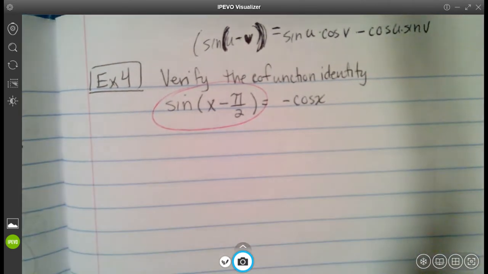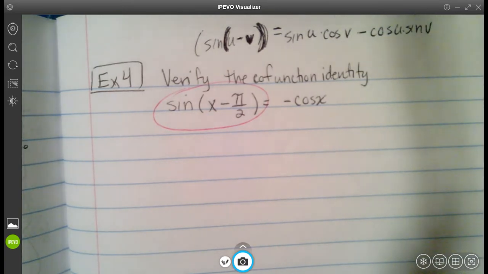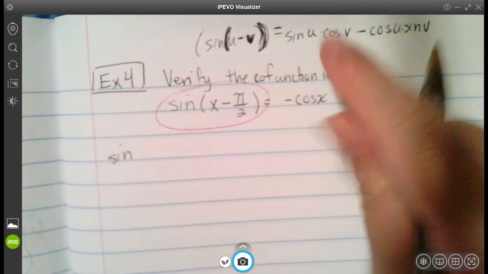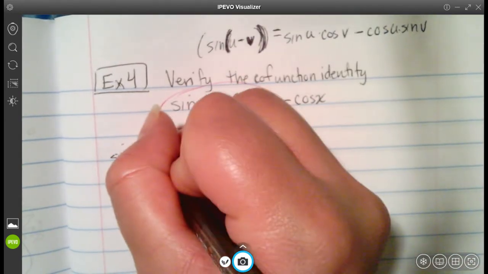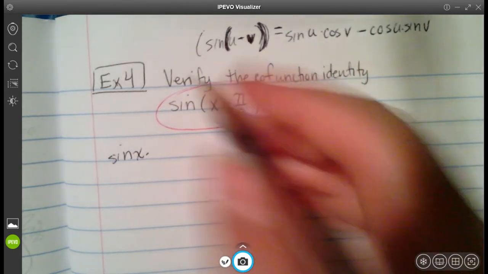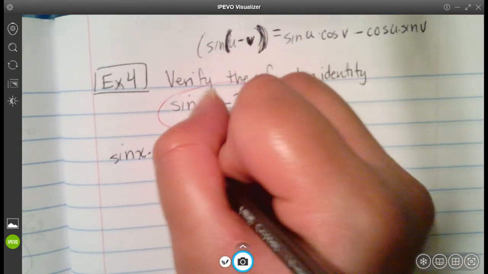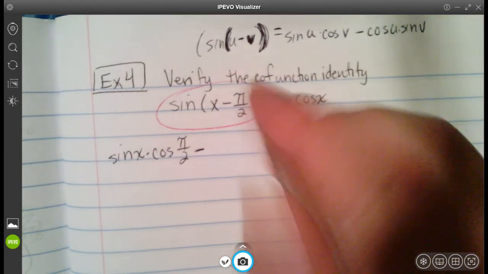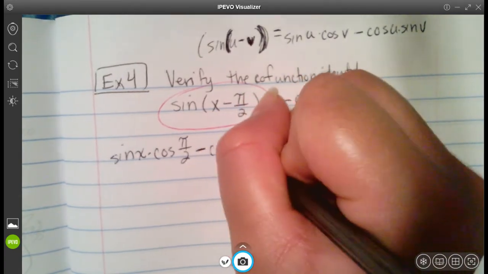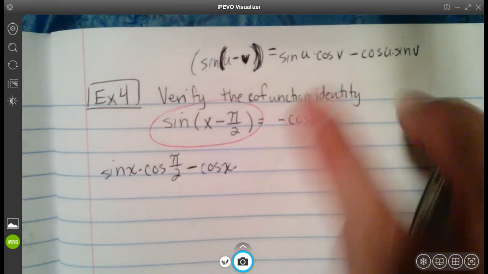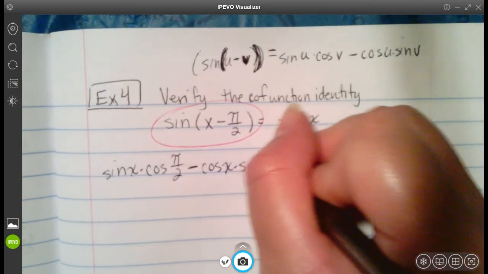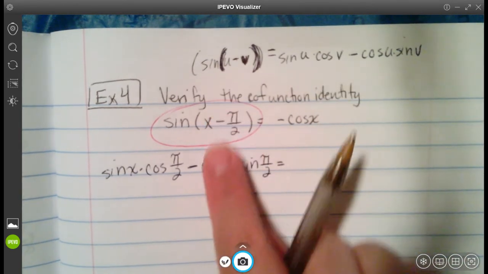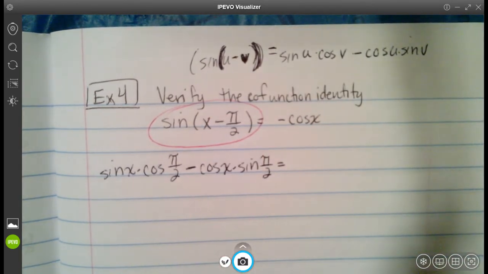Okay, so let's use that to our advantage here. We're going to go ahead and rewrite this in terms of this, which is going to be sine of the first one, so sine of x, times cosine of the second one, so cosine of pi halves, minus cosine of the first one, so cosine of x, times sine of the second one, sine of pi halves. Remember, when we're dealing with identities for verifying stuff, we just work with one side. So let's see what we can figure out here.